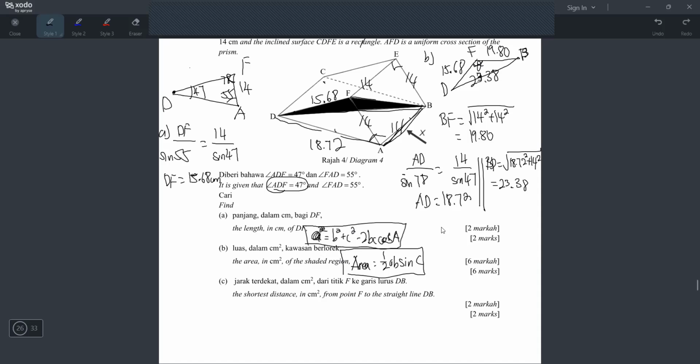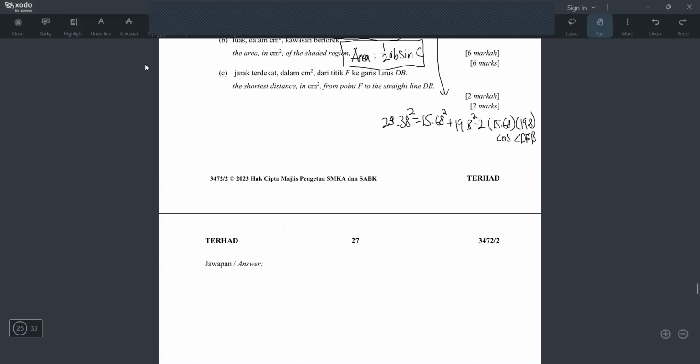So it means I will continue down here. 23.38 will be the A. So 23.38 square equals the other two lines square, which is 15.68 square plus 19.8 square, and then minus 2 times 15.68 times 19.8 times cos that angle, which is cos DFB. Or you can call it BFD, DFB, BFD. Just make sure F is in the middle, right? So this is how I will use the cosine rule to find the angle I want.